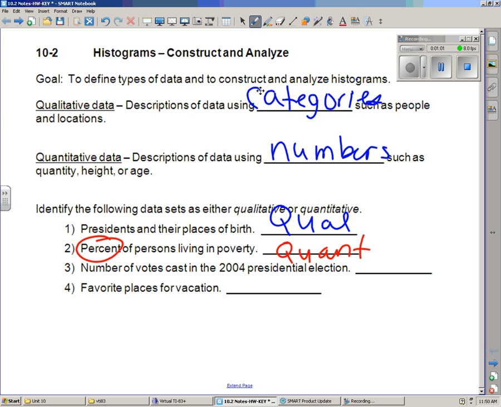This one should be a no-brainer. Talks about number of votes. Well, number is number. So this is going to be a quantitative type of data. And then favorite places for a vacation. No numbers involved, just names of places. That's qualitative.